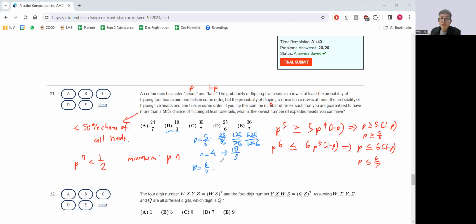then the next powers, I've already got my powers of 6 down. Okay, so it must be at least 5, right? Because I'm pretty sure 5 will work, but 5 times 6 over 7 is already 30 over 7. So the minimum would be 10 over 3, because you cannot get 24 over 7 since this is still more than half. So the answer is option A.